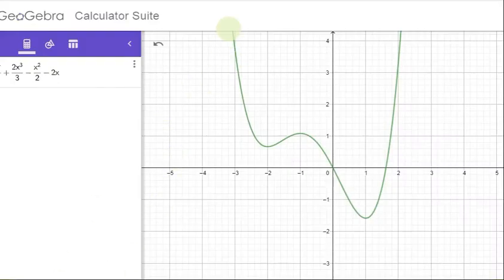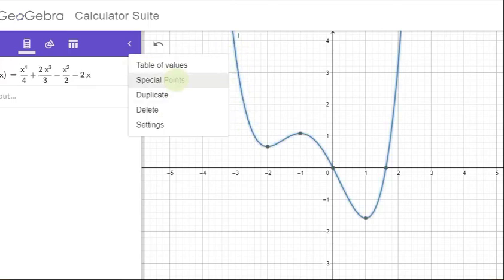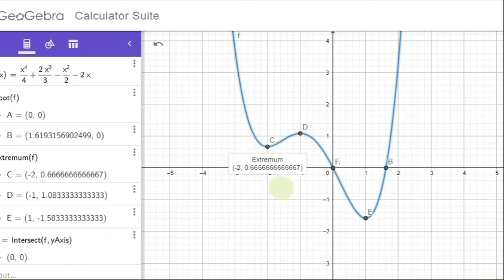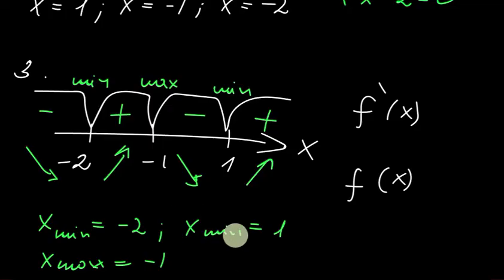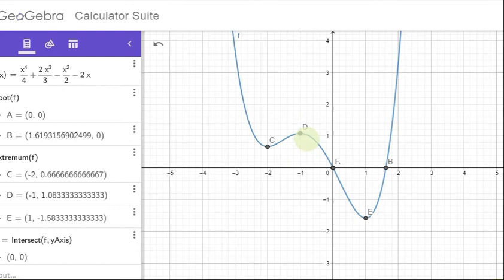So here you can see that this is decreasing from positive infinity until this point here, until point C here, at -2. This is a local minimum. It's increasing until here, it's a local maximum at -1, as we wrote, and it's decreasing until point E at 1. This is a local minimum and also the absolute minimum of that function, and it starts increasing until positive infinity.